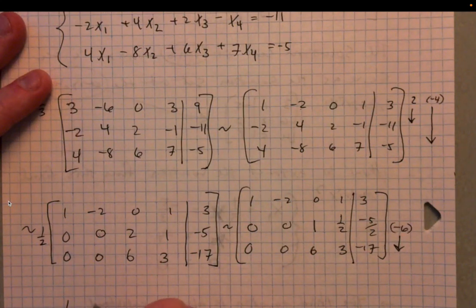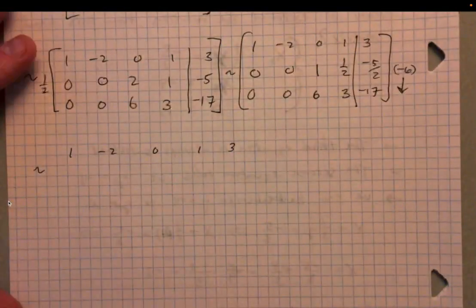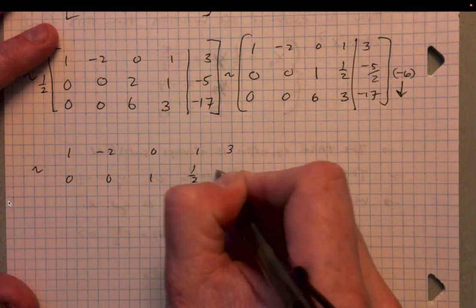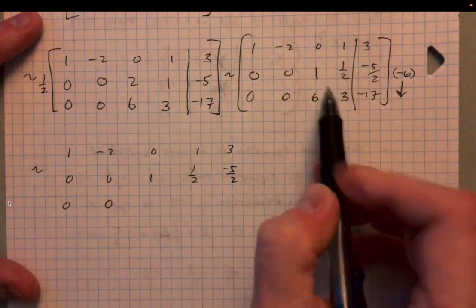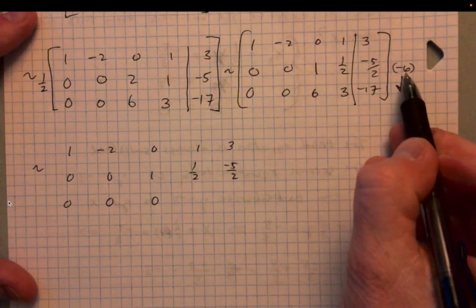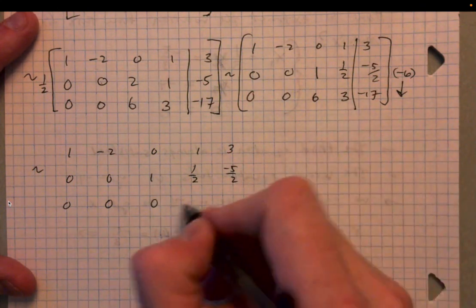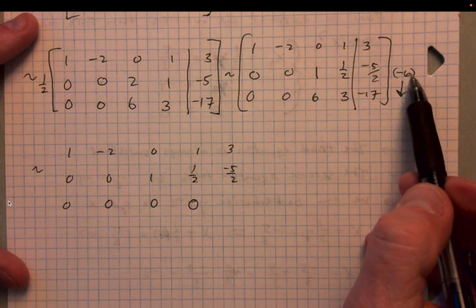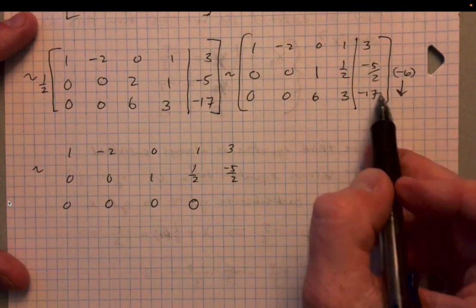Well, we've got 1, negative 2, 0, 1, 3 at the top. And we've got 0, 0, 1, 1 half, negative 5 halves in row 2. And then I've got a 0, 0, and then here I get negative 6 times 1 is negative 6 plus 6 is 0. And then here you'll see negative 6 times a half is negative 3 plus 3 is another 0. And then this last one is going to be negative 6 times negative 5 halves, so that's 30 over 2.